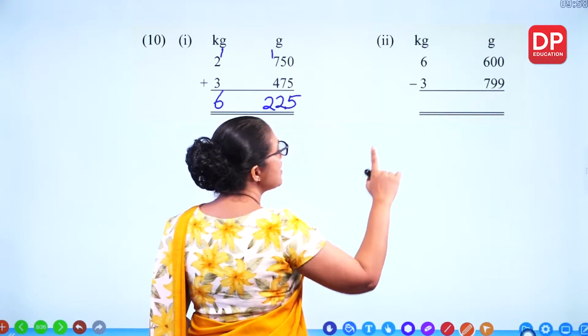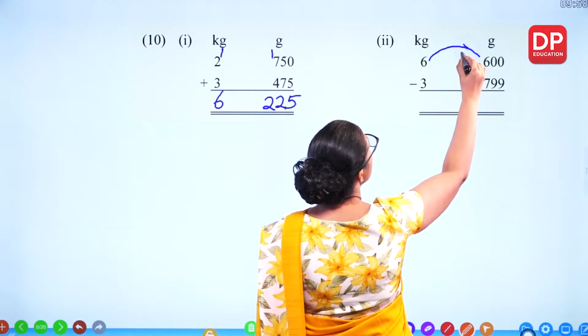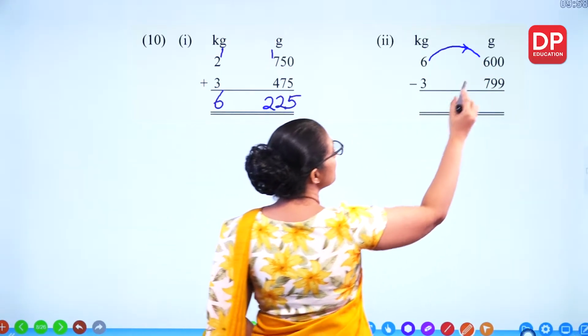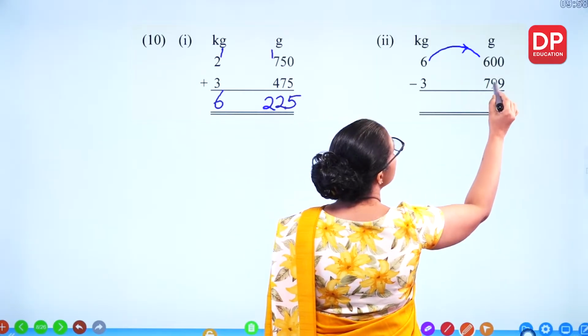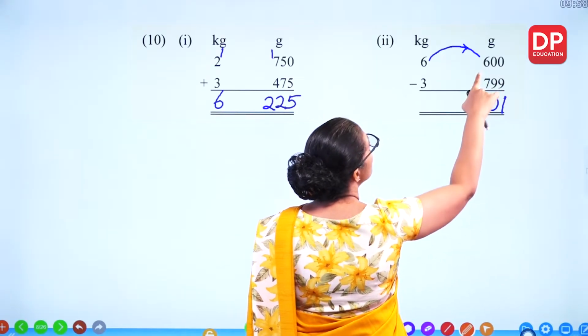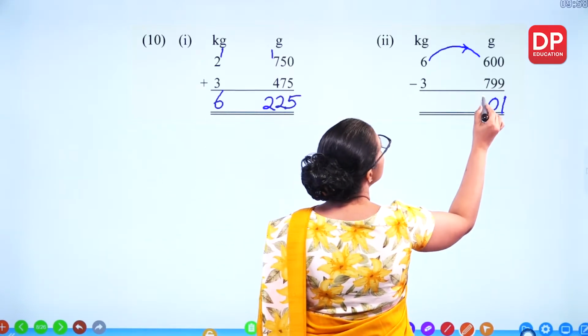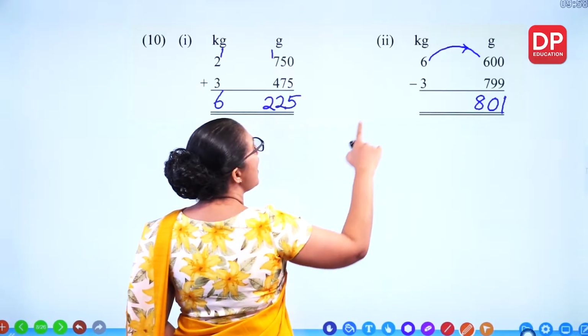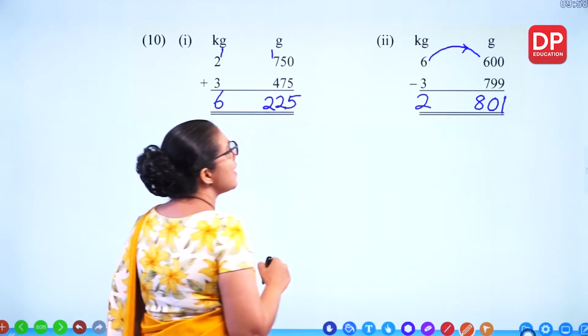This one, subtraction. You can't subtract 799 from 600. So you can take 1 from there. 10 minus 9 is 1. And this becomes 9. 9 minus 9, 0. So here this becomes 5. 15 minus 7, 8. And here this is 5. 5 minus 3, that's 2.